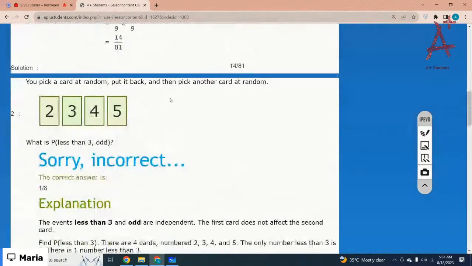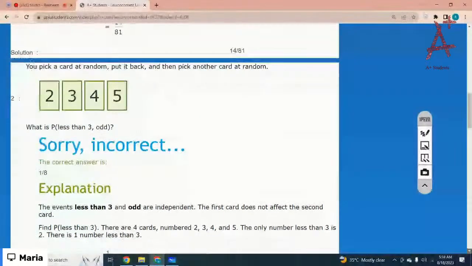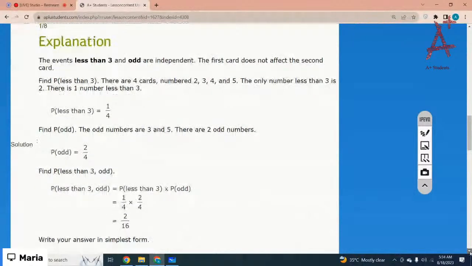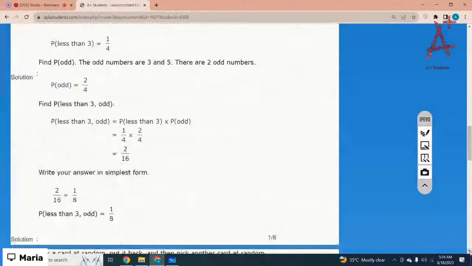You pick a card at random, put it back and then pick another card. What is the probability of less than 3 and odd? How many numbers less than 3 do you have? Only one number that is less than 3, right? So the probability of less than 3 is 1 out of 4, and odd you have two odd numbers, that would be 2 over 4. You have to multiply both the probabilities, right? That would be 2 over 16. You can write it in the simplest form as 1 over 8, right?